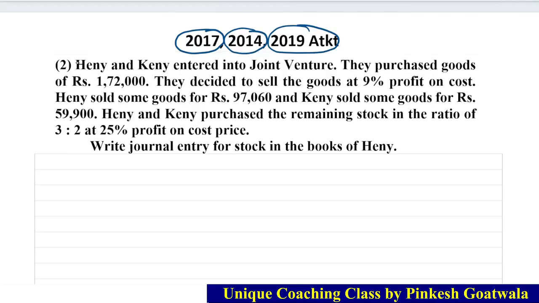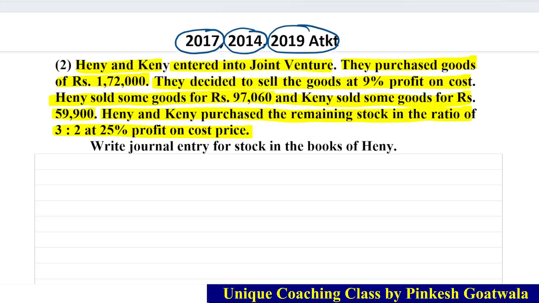So here Hanny and Kenny enter into joint venture. They purchase goods of 1,72,000. They decided to sell goods at 9% profit on cost. Okay, what they decided is that goods are to be sold this way, 9% profit on cost. Hanny sold some goods for 97060 and Kenny sold some goods for 59900. That means both sold goods. Hanny and Kenny purchased the remaining stock in the ratio of 3:2 at 25% profit on cost price.